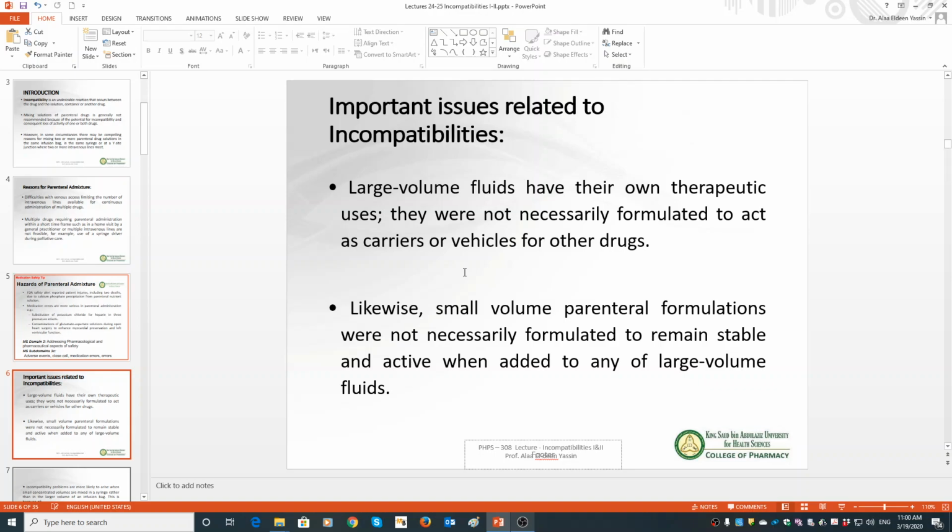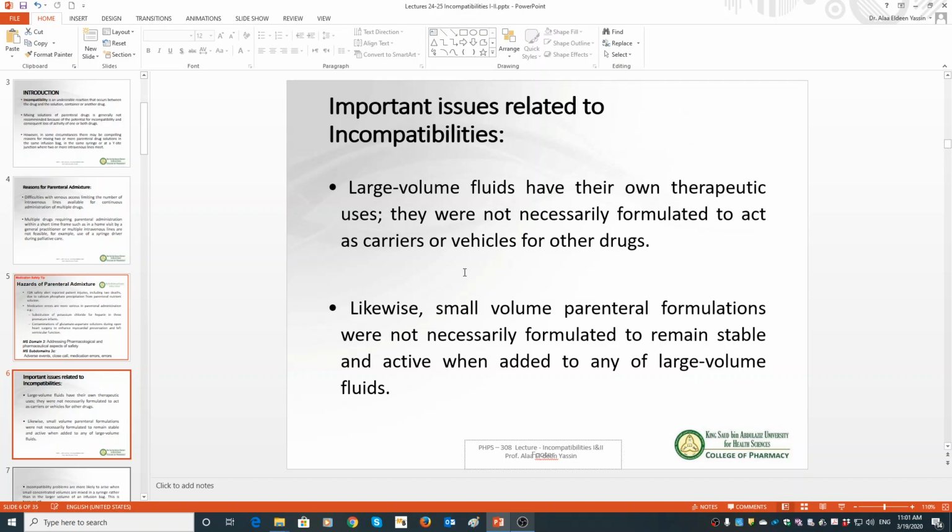Also, there are a number of general issues that you should always be aware of. For example, there is a wrong conception in clinical practice that these large volume fluids that are given, like saline or low concentration carbohydrate, dextrose 5%, can be used as vehicles for any drug, as vehicles for parenterals. So dilution with these is expected to cause no hazardous changes to your parenteral, but this is not the case.